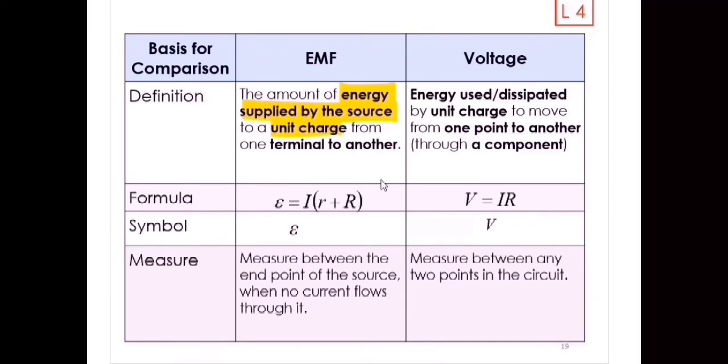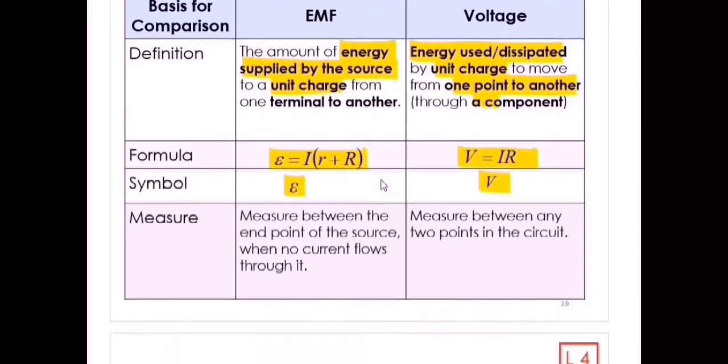Whereas voltage is the energy used or dissipated by a unit charge to move from one point to another. That means voltage is how much energy is used up by a charge which moves from the negative terminal to the positive terminal. So EMF and voltage are very different. This is the formula for EMF, whereas voltage has the formula V equals IR. Even the symbols are different.